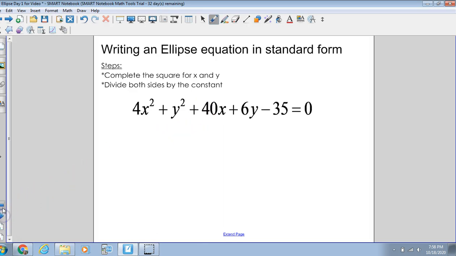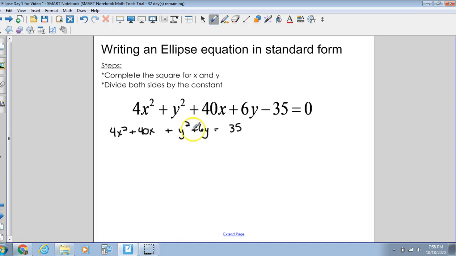Let's do one more of these. This time we have 4x squared plus y squared plus 40x plus 6y minus 35 equals 0. All right, let's get our x's together. We've got 4x squared plus 40x. Our y's, we've got y squared plus 6y. And when we move that negative 35 over to the other side, it's going to become positive 35.